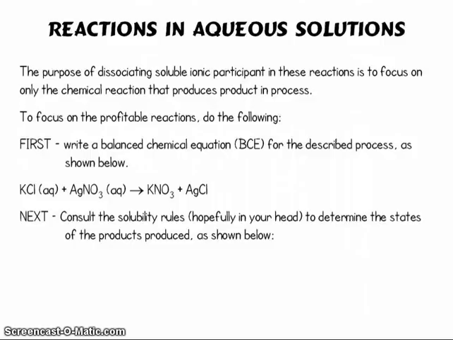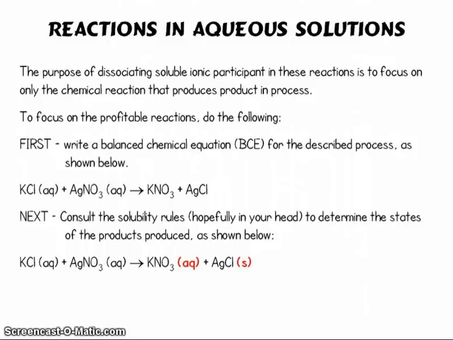Next, I need to consult the solubility rules, hopefully these are in my head, to determine if there are any solid products produced. If there's gases or liquids produced, I would be expected to know common liquids and gases. Water is the most common liquid we're going to form. Gases would be things like carbon dioxide, sulfur dioxide, hydrogen gas, nitrogen gas, common gases. So if I do this for the above equation, I'm looking at potassium nitrate and silver chloride.